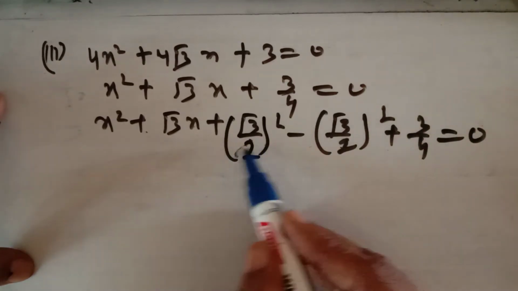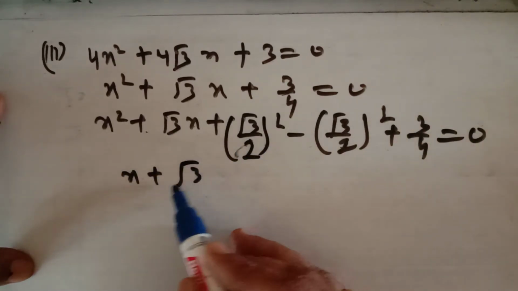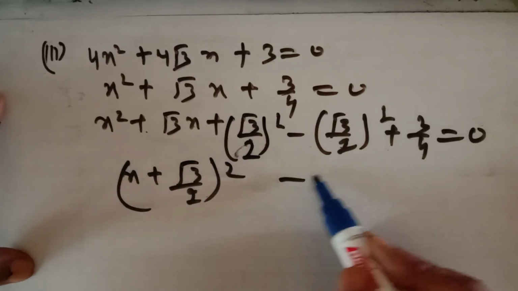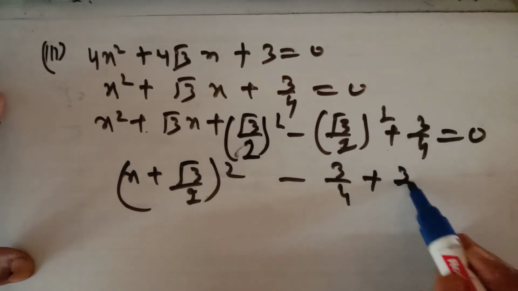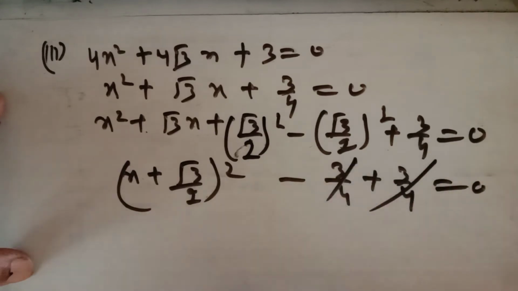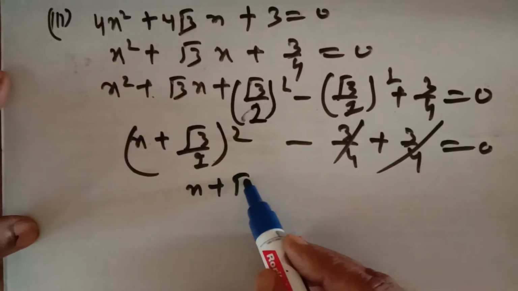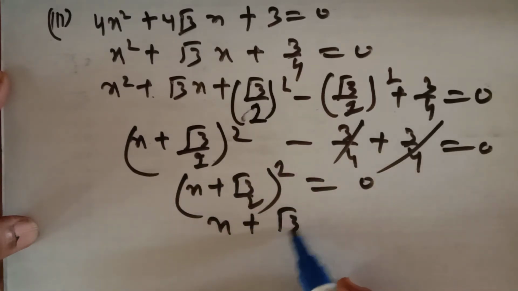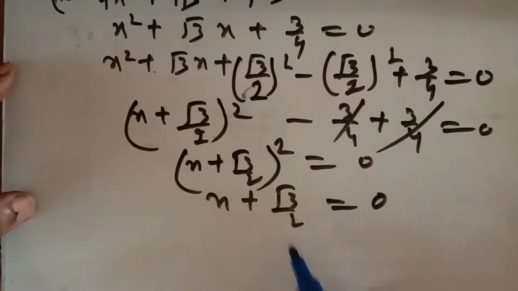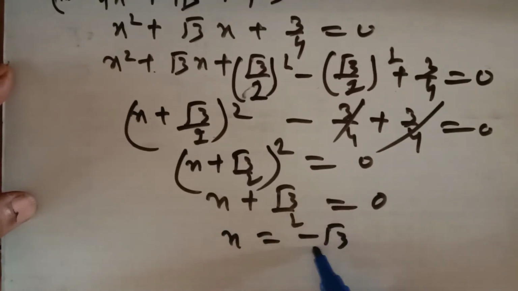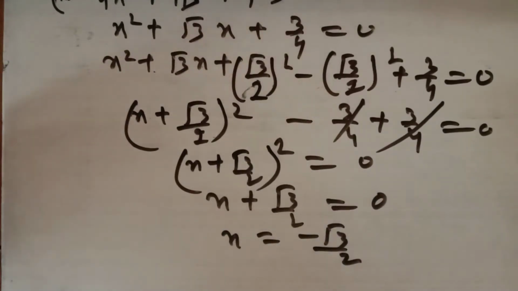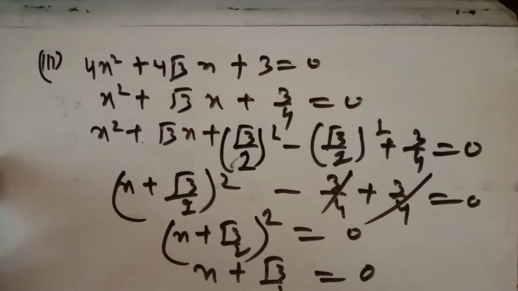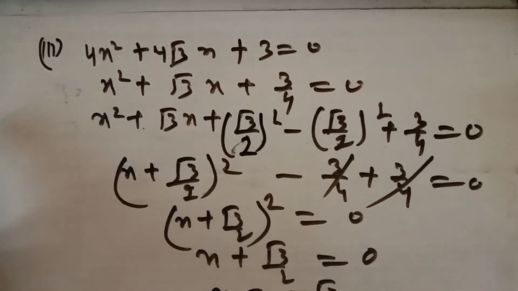So it will be a square plus b square plus 2ab, so x plus root 3 upon 2 whole square minus 3 upon 4 plus 3 upon 4. This is a bit simpler, it already came out to be zero, so it's even easier. So removing the square from the left hand side, you will get the square root of 0, which is 0, and it will be x plus root 3 by 2 equal to 0. The only solution of this quadratic equation is x equal to minus root 3 by 2. So this is the third part of question number 1.